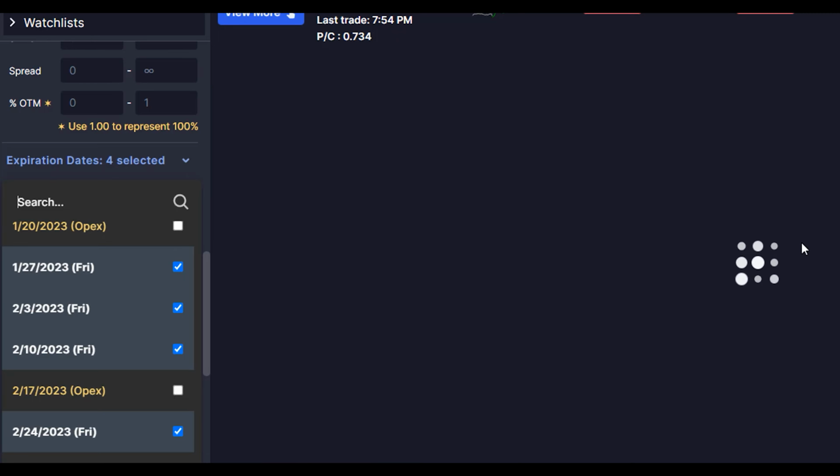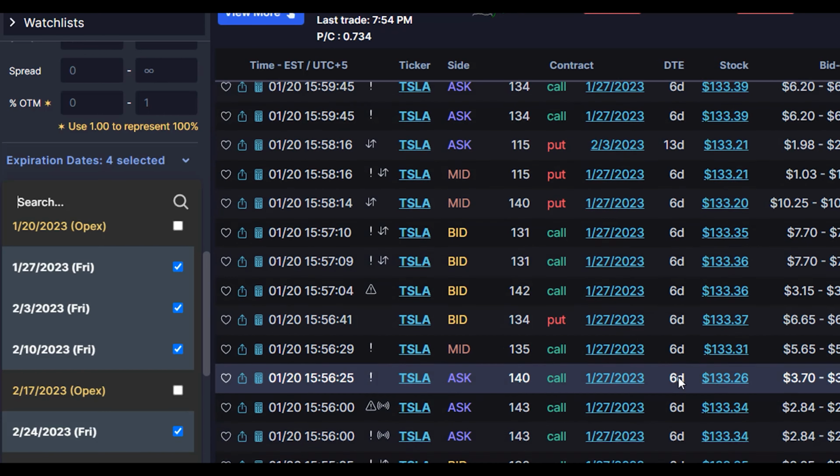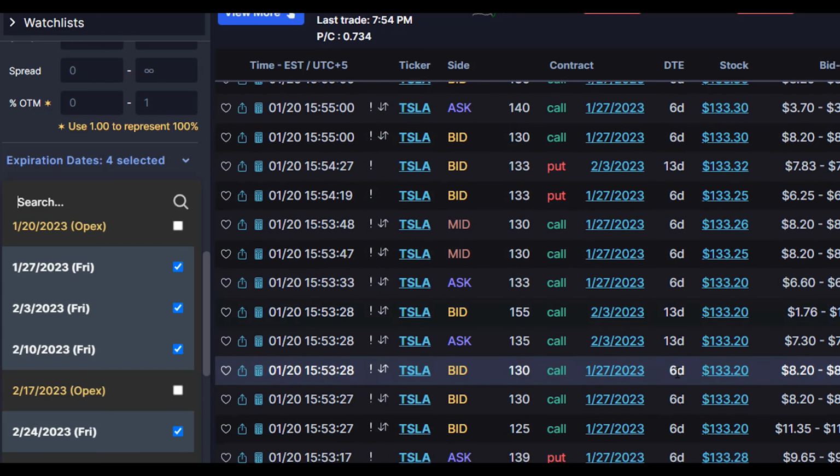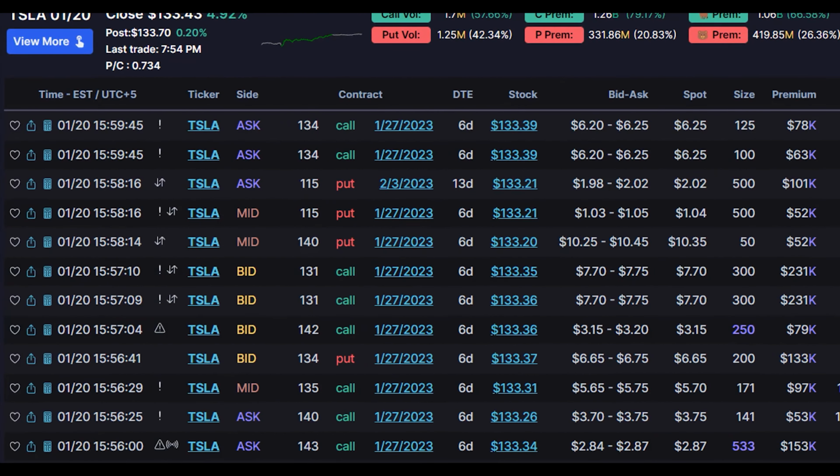Okay, and then we'll have it load up. And then once it loads up, now we see option trades that are expiring in the next couple of weeks, right? In the next 6 days, 13 days. Now, why is it important to filter out option trades that are expiring soon?